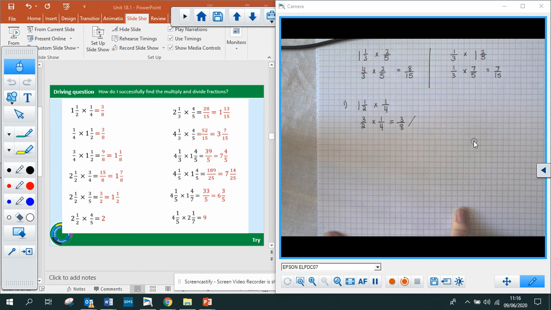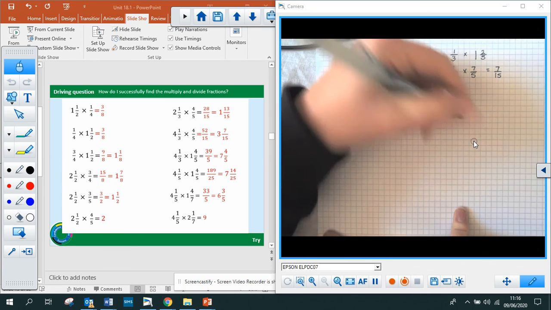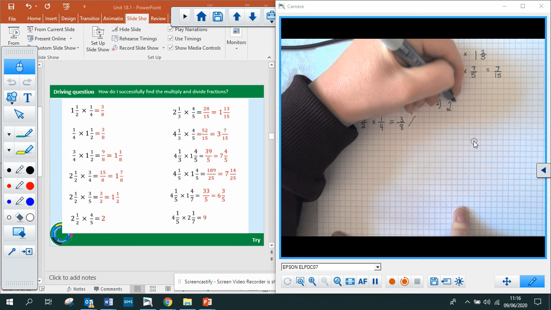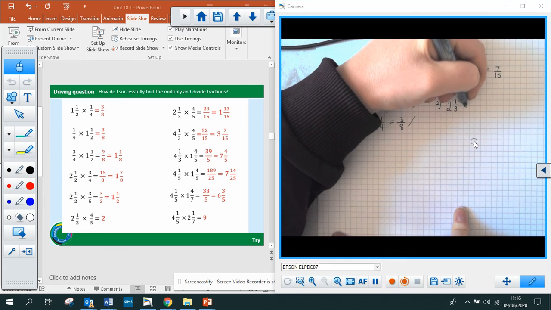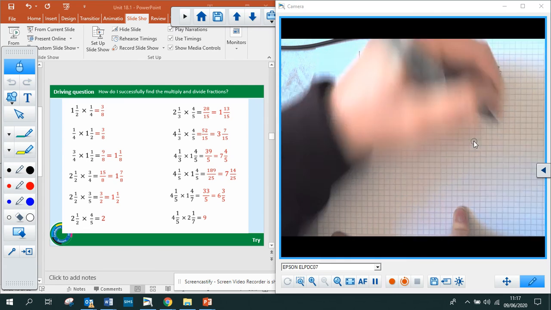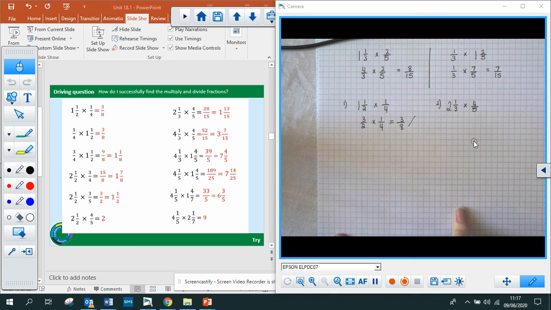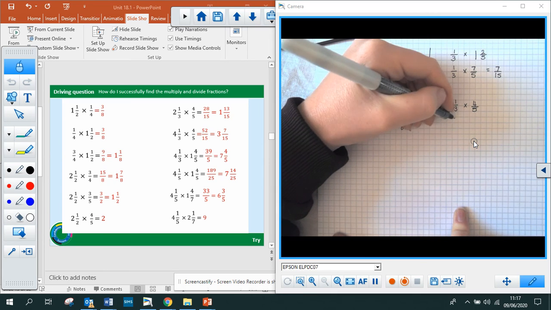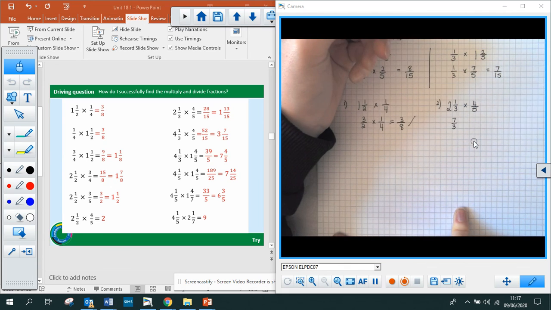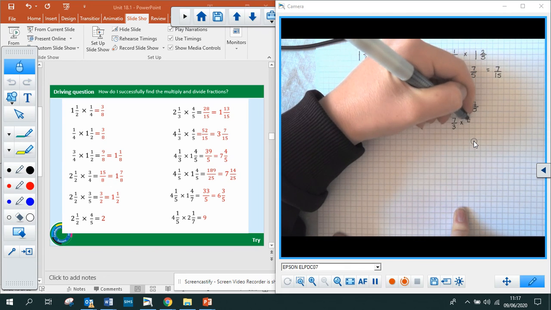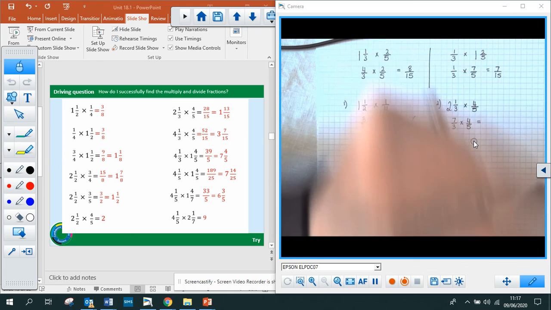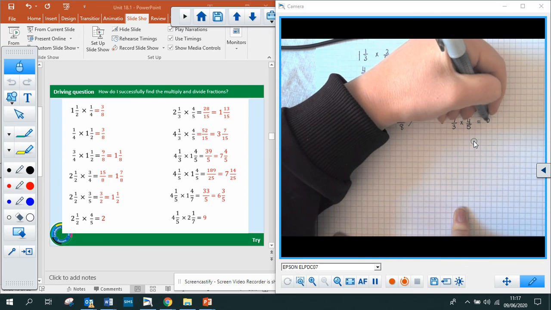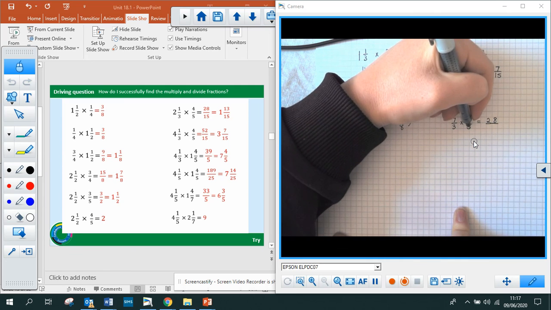If I try the next one going across the top, don't worry if you went down, it doesn't make a difference as long as you've practiced them all. We had 2 1/3 multiplied by 4/5. First step, get rid of my mixed numbers there, make it an improper fraction. 2 times 3 is 6, add 1 is 7. So we've got 7/3 multiplied by 4/5. Now we just need to do our multiplication. 7 times 4 is 28. 3 times 5 is 15.